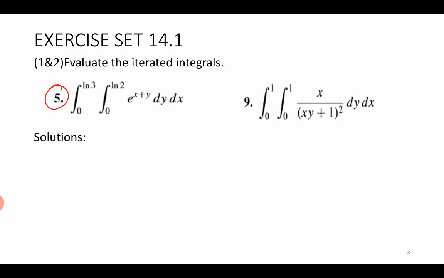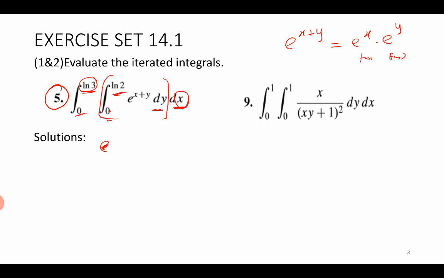Problem number 5. What is the first step? You can separate e raised to x plus y, which can be written as e raised to x into e raised to y. This is f of x, this is f of y. The limit of y is 0 to ln 3, limit of x is 0 to ln 2. Here the inner integration is y. The limit of y is 0 to ln 2, and the outer integration is x. The limit of x is 0 to ln 3.